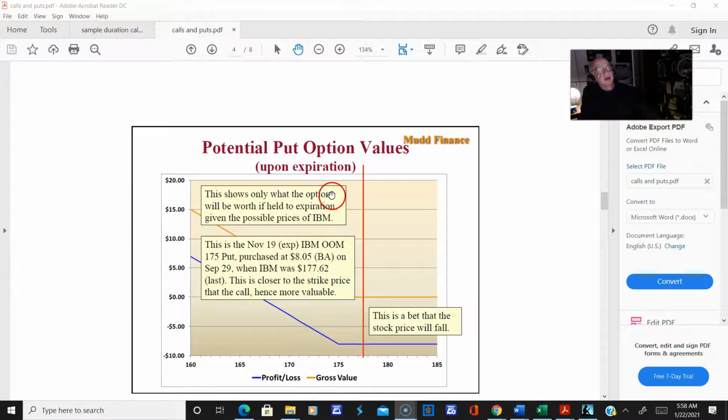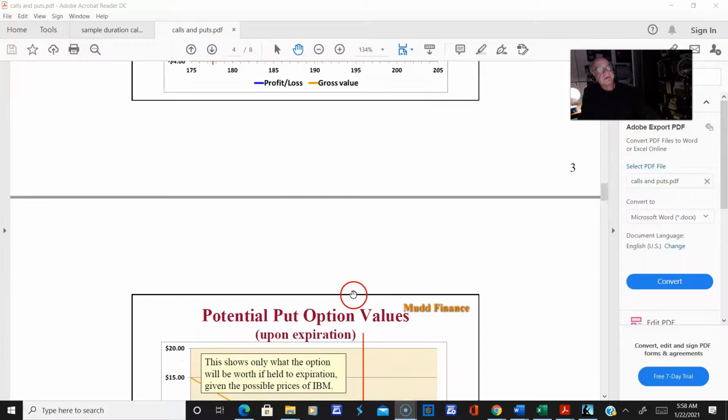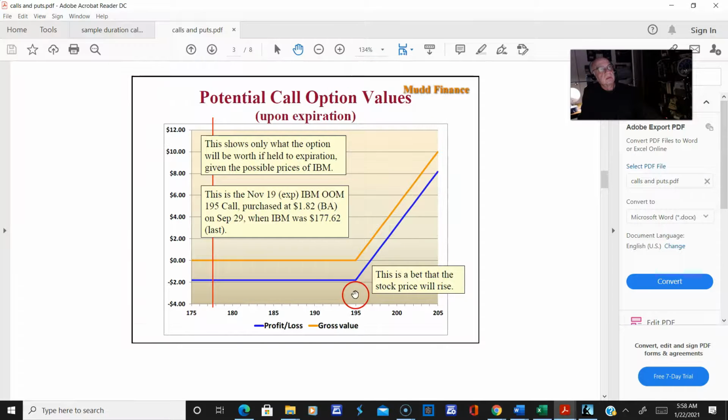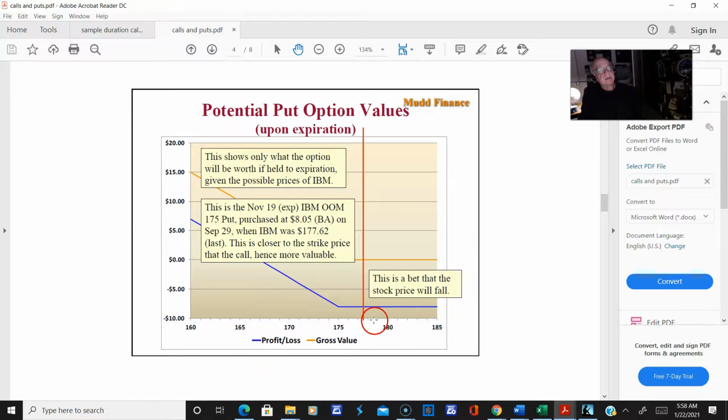And likewise, there's a graph for the potential put values. And this is again a bet that the stock price will fall. The same principle holds. You start making a profit when the stock starts going down past the strike price. So here's the stock price on the call, 177.62. And again, here's the stock price, 177.62.